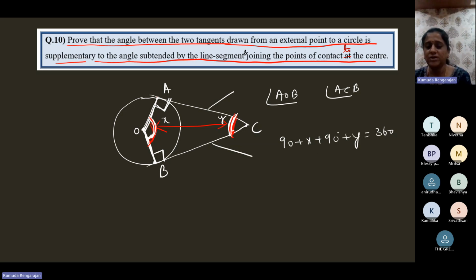So 90 plus 90 is 180, 180 on the other side. 360 minus 180 is 180, which is equal to X plus Y. So X plus Y is 180. That means X and Y are supplementary angles, because their sum is 180. So we proved that they are supplementary.